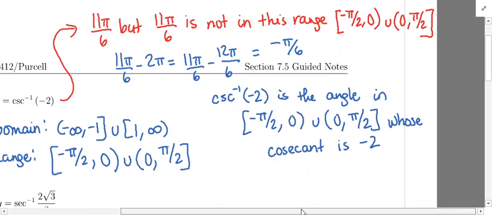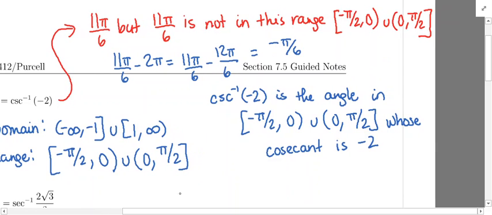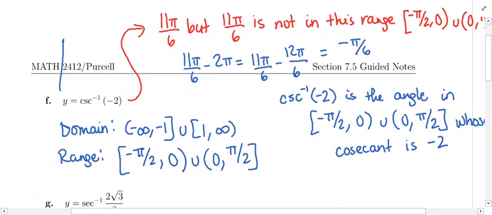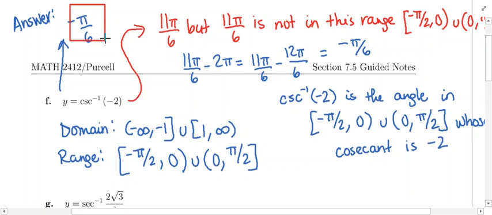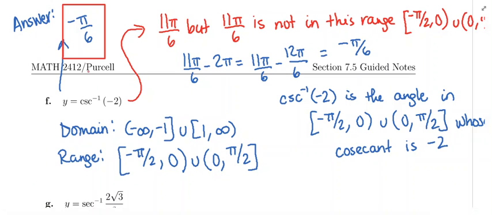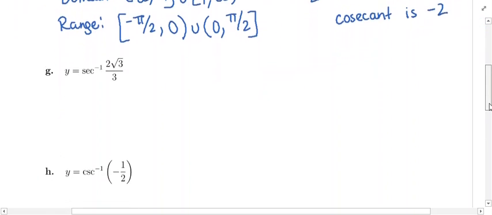So the correct answer here is -pi over 6. This is the angle between negative pi over 2 and positive pi over 2 whose cosecant is negative 2. If you give me the answer of 11 pi over 6, because it doesn't fall in the correct range, it is incorrect. Okay? All right, keep going.